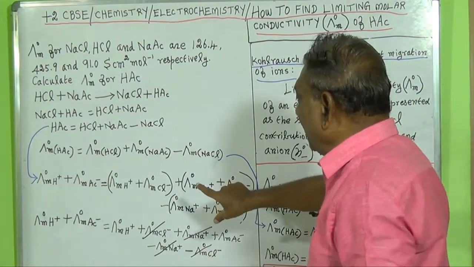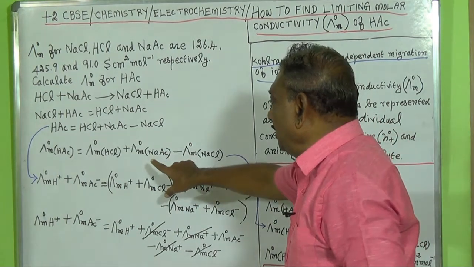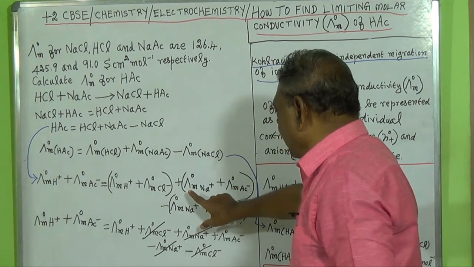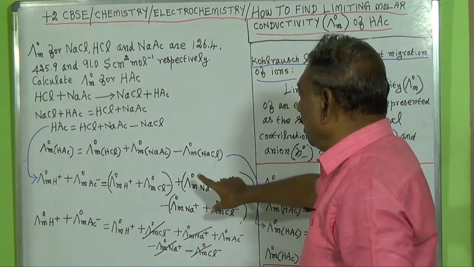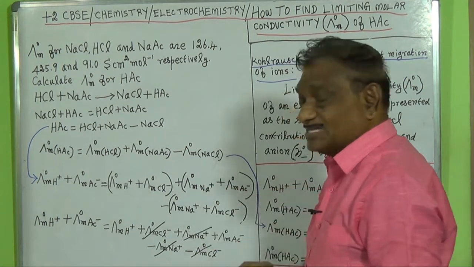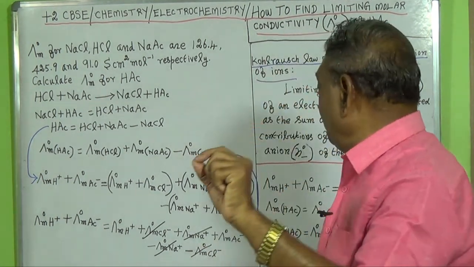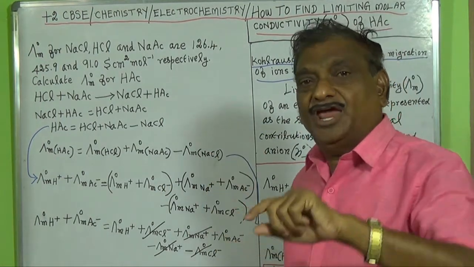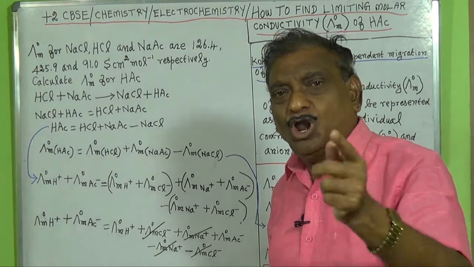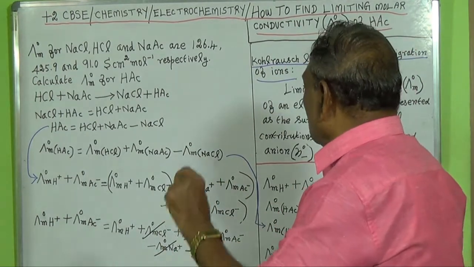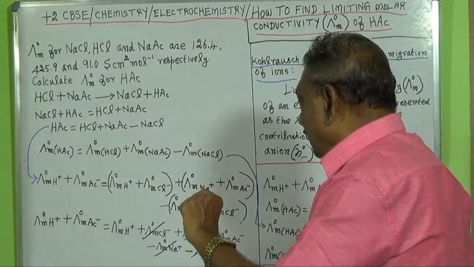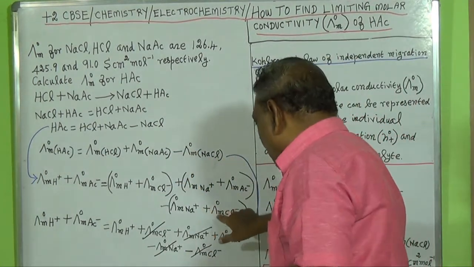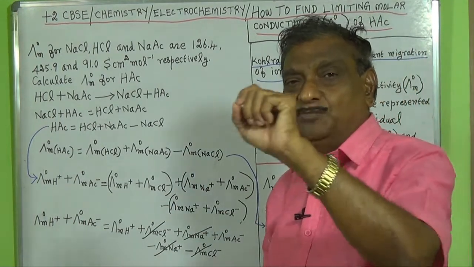Likewise, we can write the limiting molar conductivity of electrolyte sodium acetate as the sum of the limiting molar conductivity of Na plus and limiting molar conductivity of Ac minus. In the similar manner, we can also write the limiting molar conductivity of the electrolyte sodium chloride as limiting molar conductivity of Na plus and limiting molar conductivity of Cl minus.